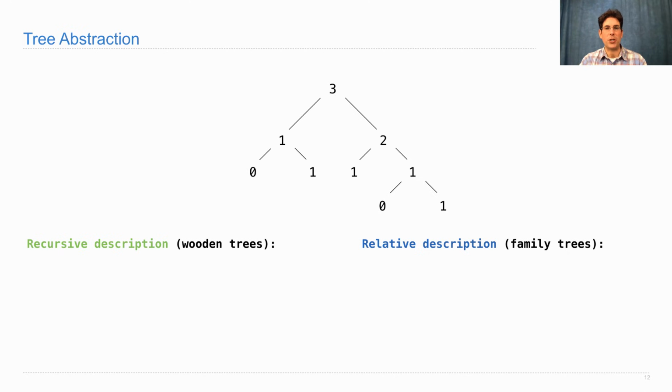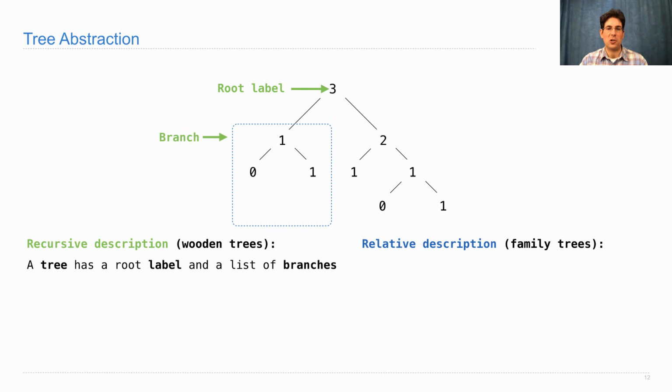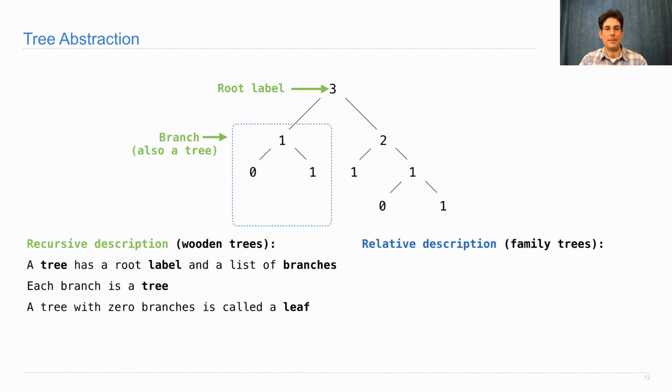The first is the recursive description of trees, where a tree is like a wooden tree, like an apple tree. In this description, a tree has a root label and a list of branches. There's the root label, there's a branch. There are only two branches to this tree, and the other branch is here to the right. By the way, each branch is a tree. That means the branch has a root label as well.